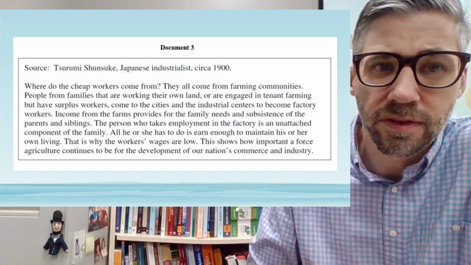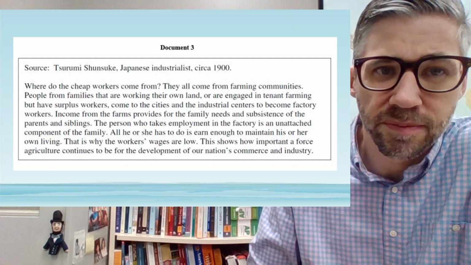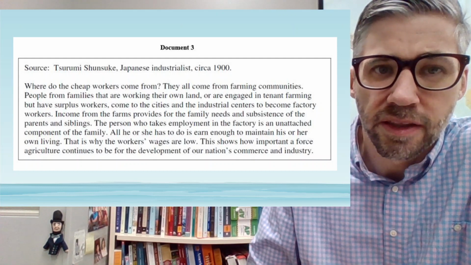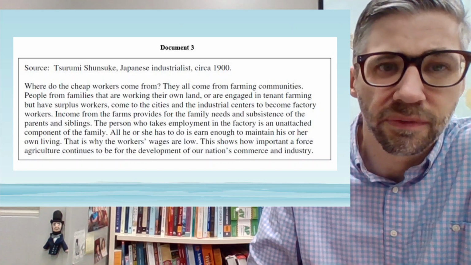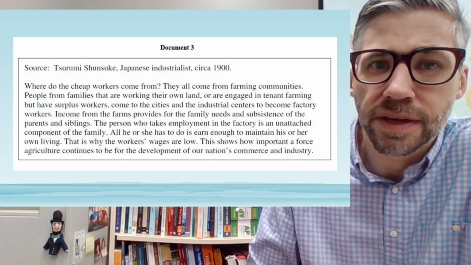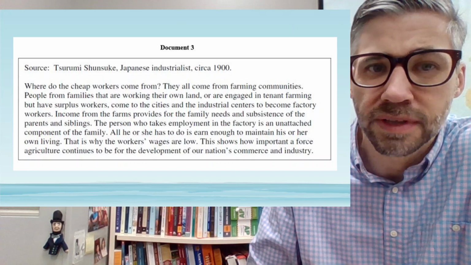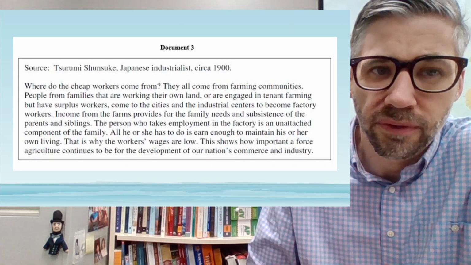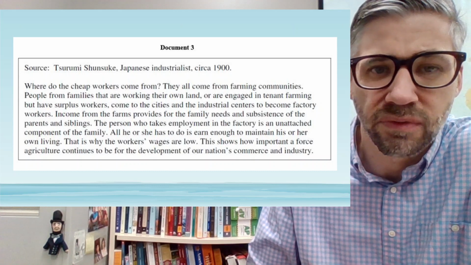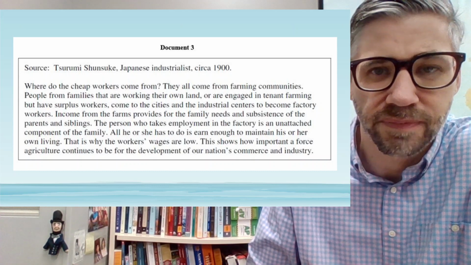Income from the farms provides for the family needs and subsistence of the parents and siblings. The person who takes employment in the factory is an unattached component of the family. All he or she has to do is earn enough to maintain his or her own living. That's why the workers' wages are low. This shows how important a force agriculture continues to be for the development of our nation's commerce and industry.